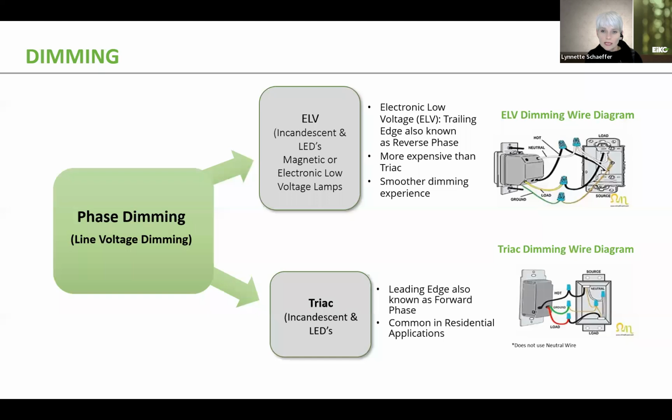Now, the reason that people like ELV dimmers, even though they are definitely more expensive than triac, is because it provides a more smooth and flicker-free experience compared to triac. The reason for this is because these two types of technologies basically just have different switching characteristics. That's why it helps for a little bit better, smoother, flicker-free experience. Now, incandescents and LED light sources can be controlled by either forward or reverse phase. It just depends on the product. However, magnetic low voltage and electronic low voltage light sources can only be controlled by reverse phase or ELV dimmers.